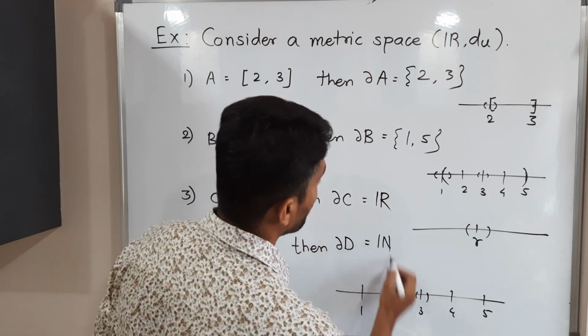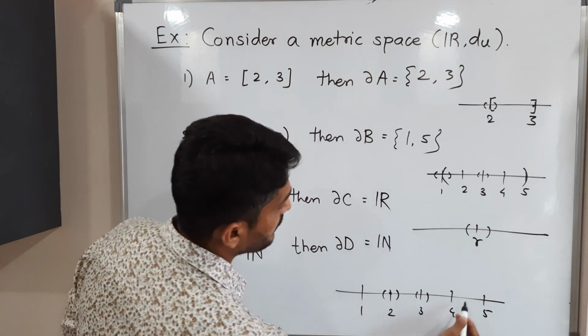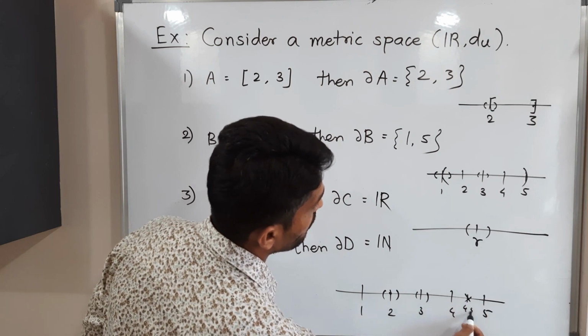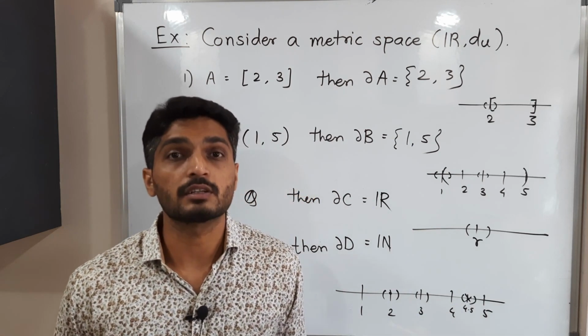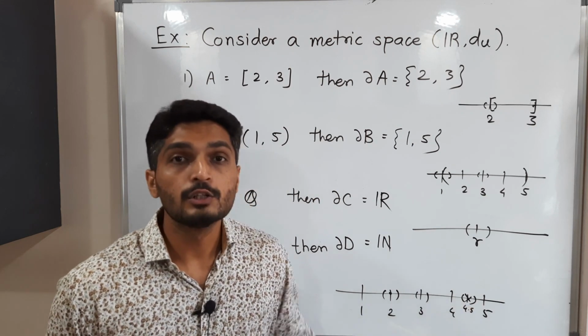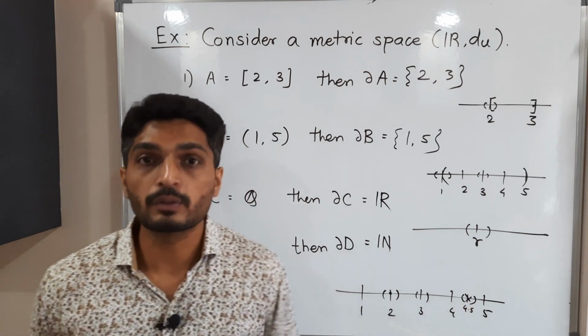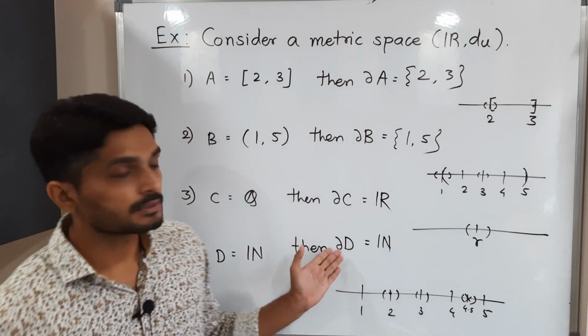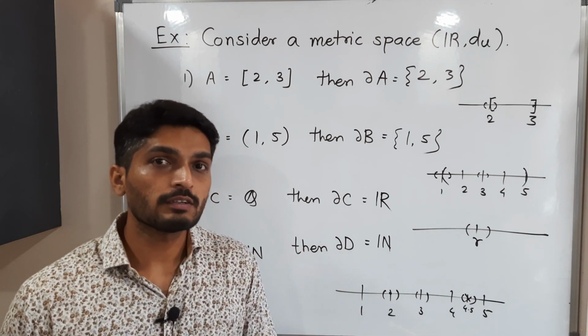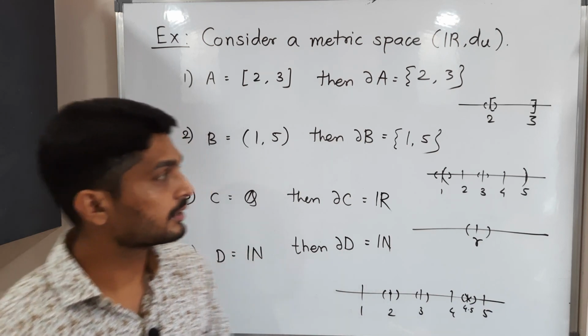But if you select any number other than a natural number, suppose 4.5, and draw a ball around 4.5, there is no natural number in that open ball. So 4.5 is not a boundary point. So what are the boundary points? The set of boundary points is simply the set of natural numbers. These are the examples we have seen.